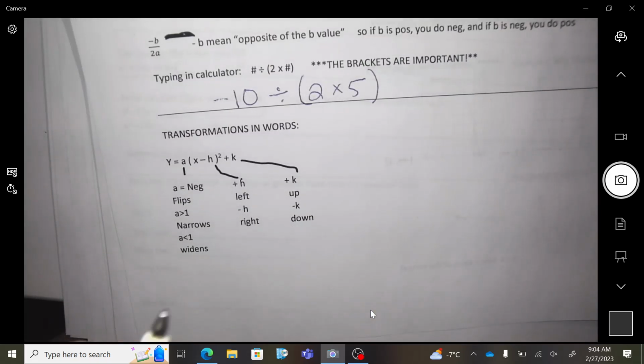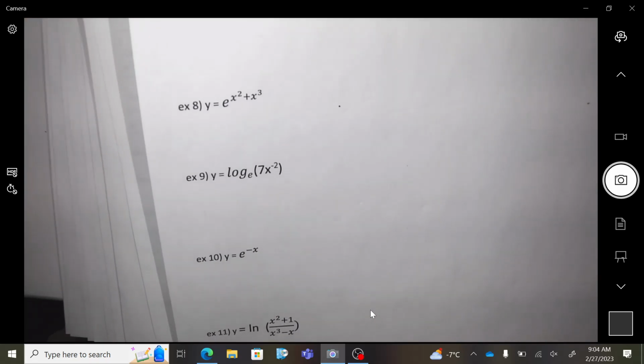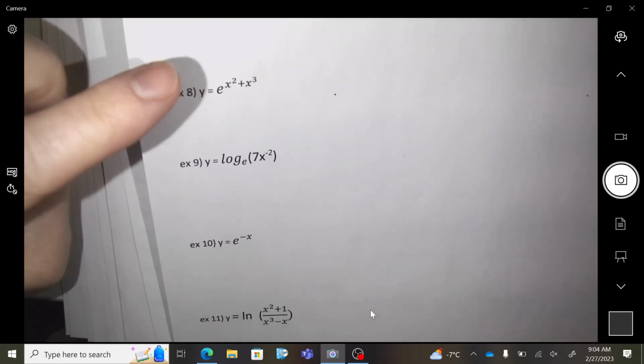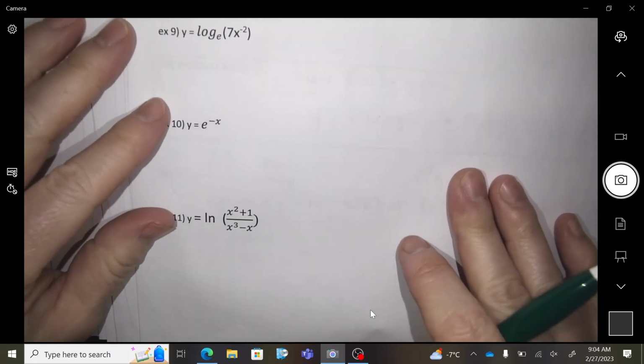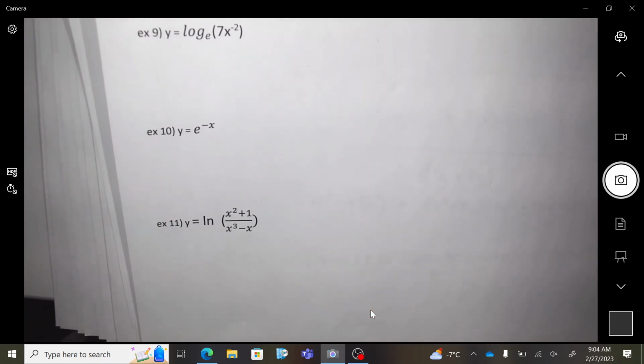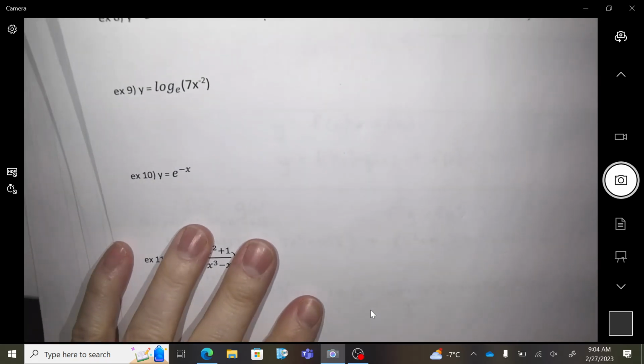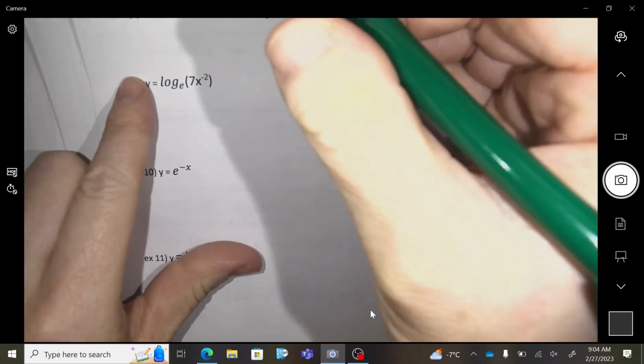Oh, I got a bunch more here. I don't know. That's too easy for you. Those are too easy for you guys. What about number 9? Okay, let's try that one.